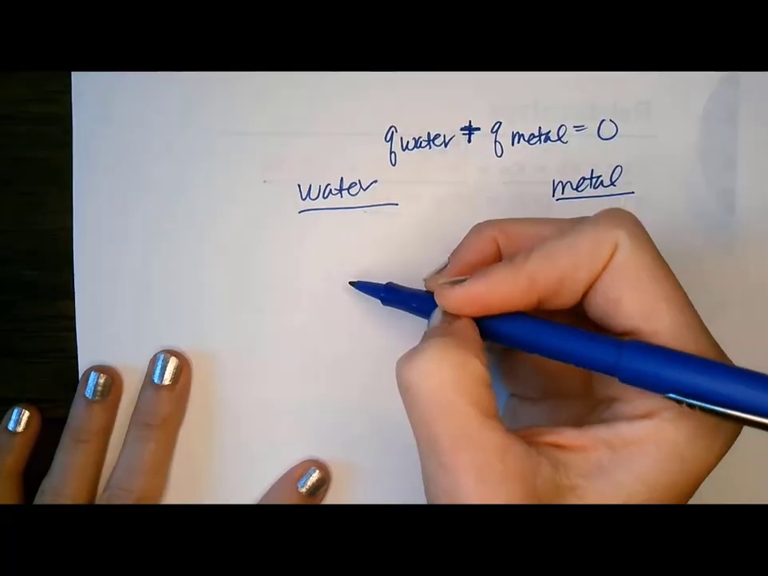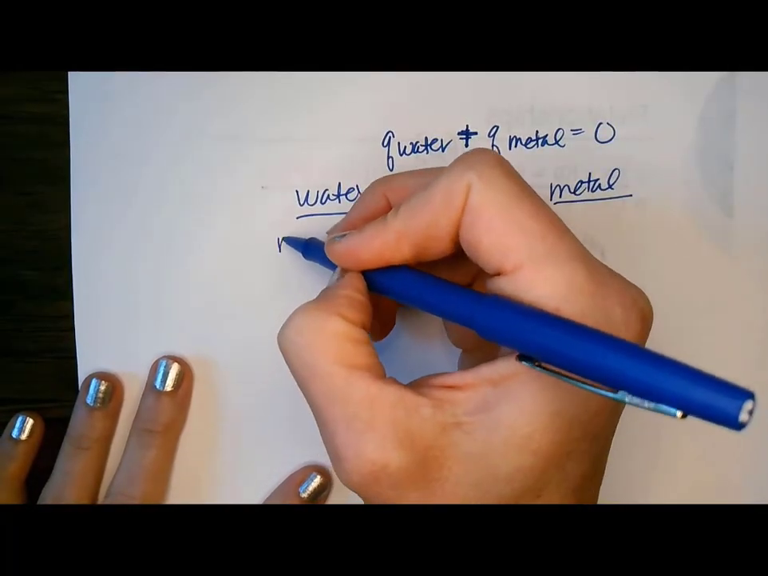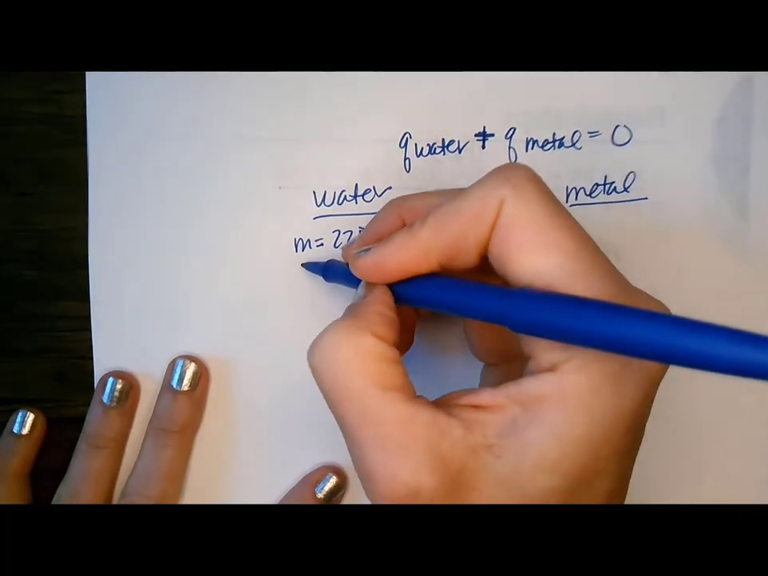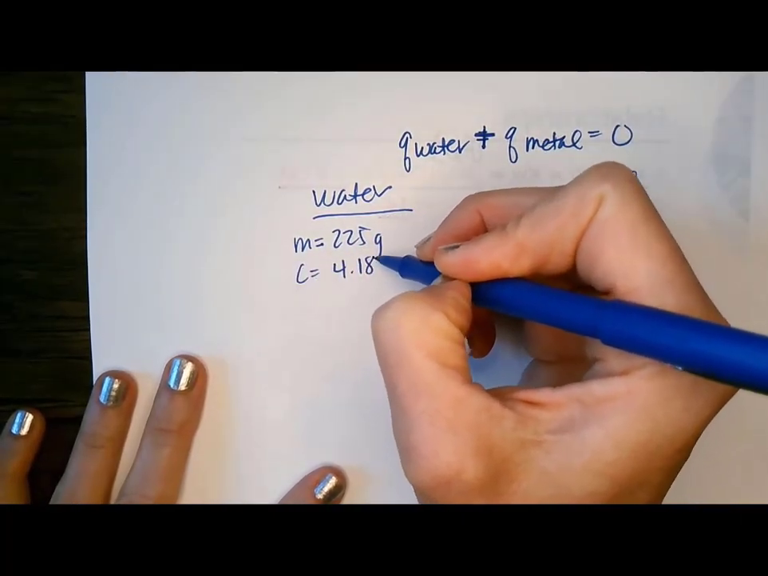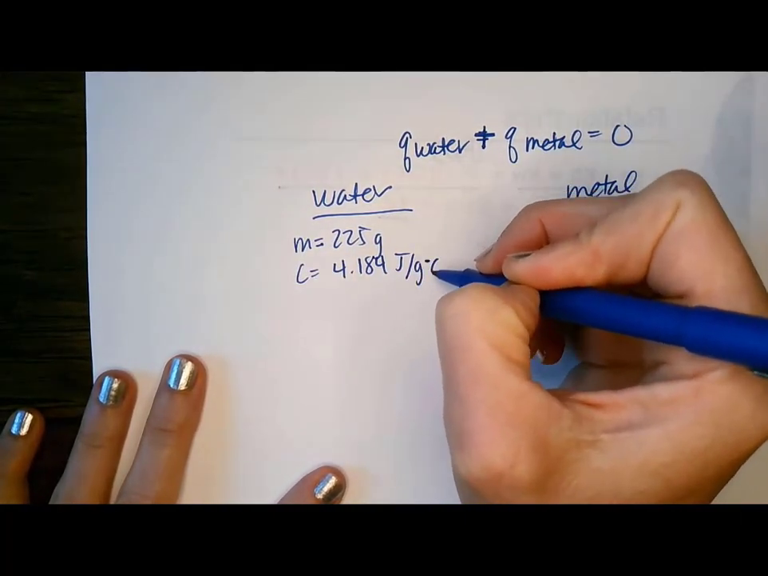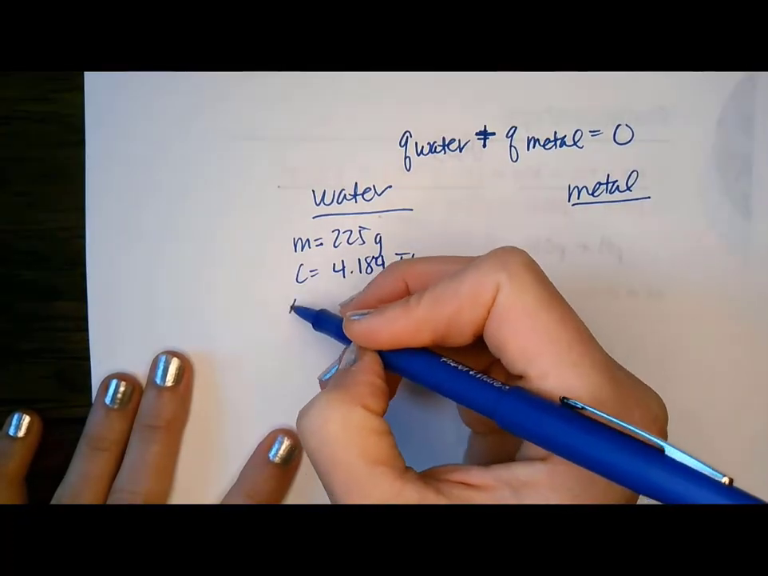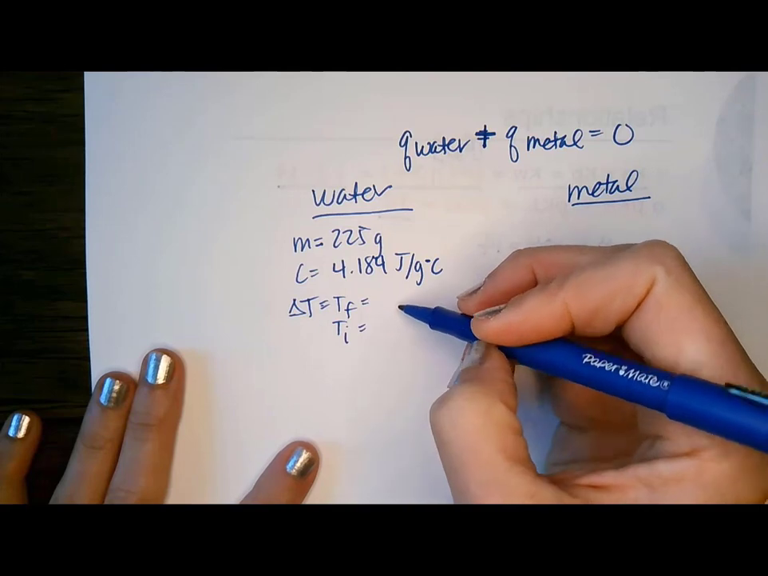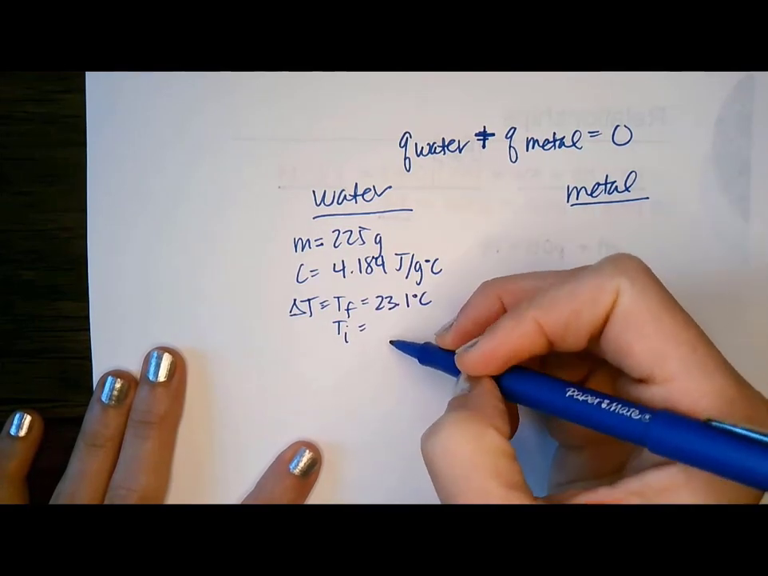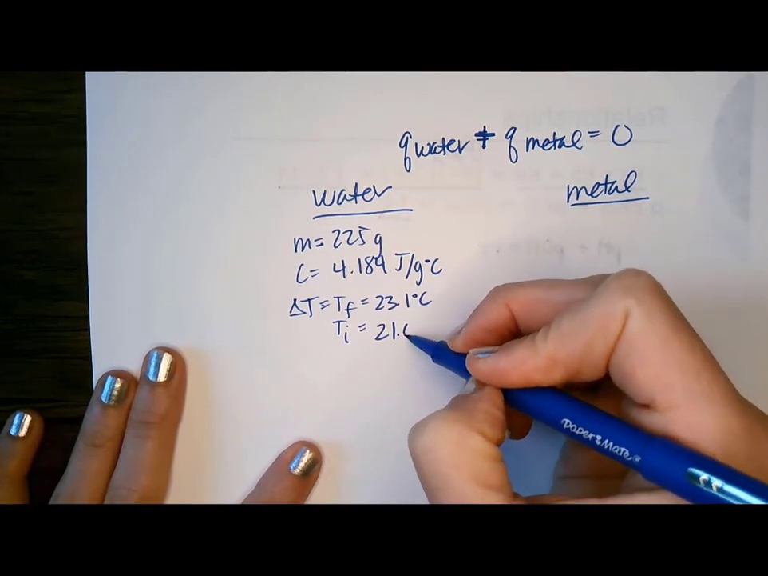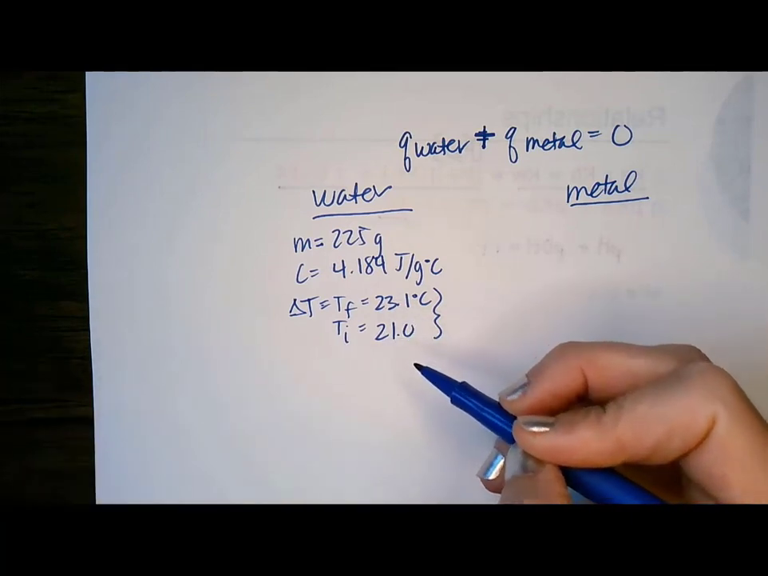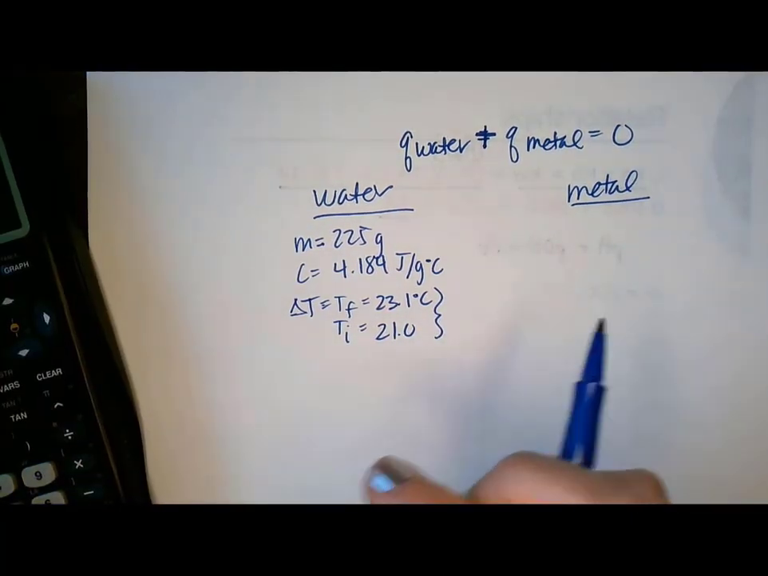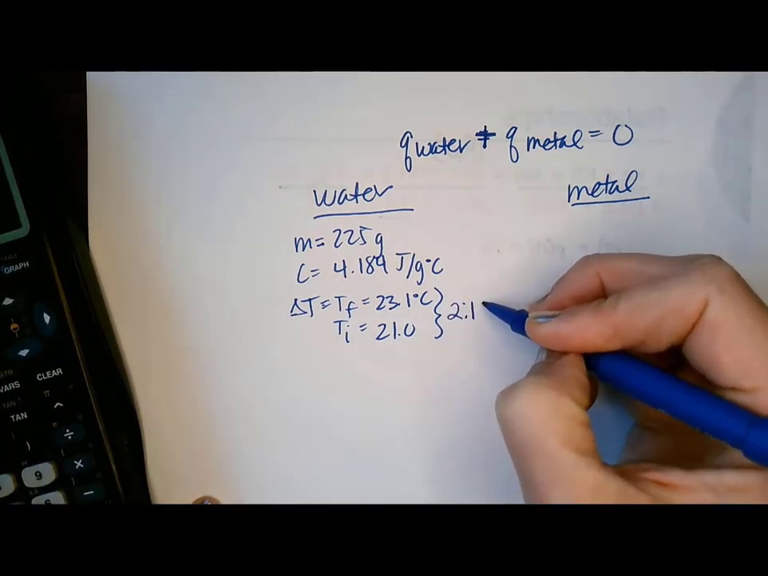What do we know? We were told that our water had a mass of 225 grams. We know the specific heat of water, 4.184 joules per gram degree Celsius. And we know the temperature change of water, TF and TI. We said our final temperature of our water was 23.1 and our initial temperature of water was 21.0. So TF minus TI, 23.1 minus 21, should just be 2.1 degrees Celsius.